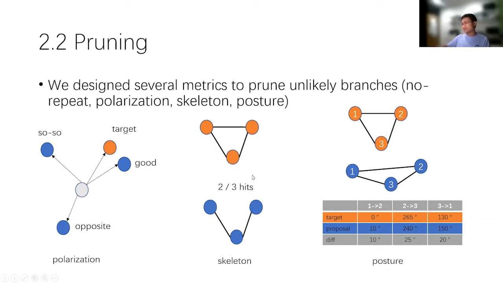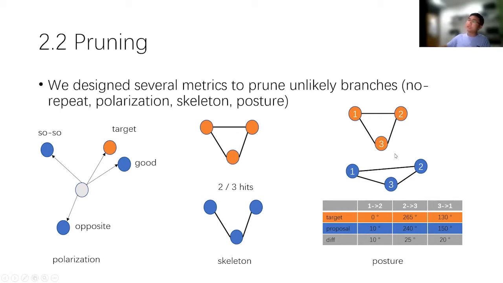The third idea is skeleton. Let's say this original pattern has 3 connections here, and this blue candidate has only 2 hits. This one is missing here, so it has 2 of 3 hits.